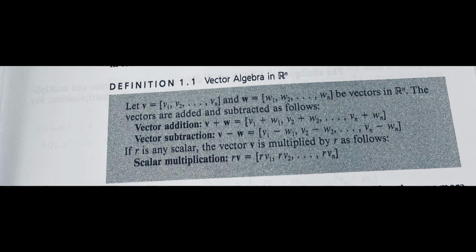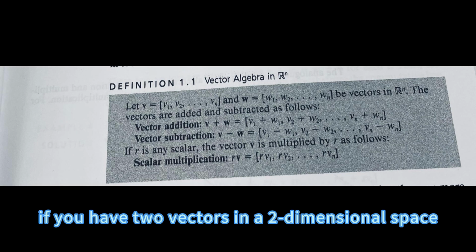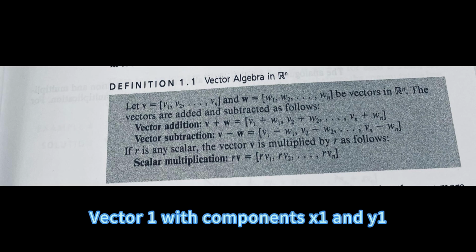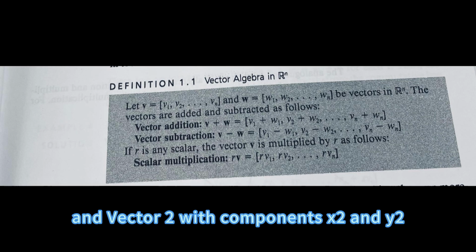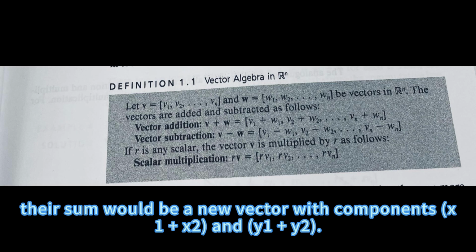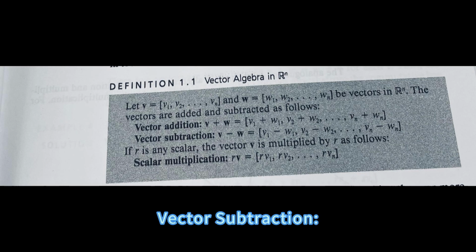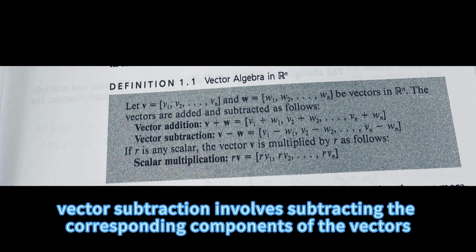For example, if you have two factors in a two-dimensional space, factor 1 with components x1 and y1, and factor 2 with components x2 and y2, their sum would be a new factor with components x1 plus x2 and y1 plus y2. Factor subtraction. Similarly, factor subtraction involves subtracting the corresponding components of the factors.